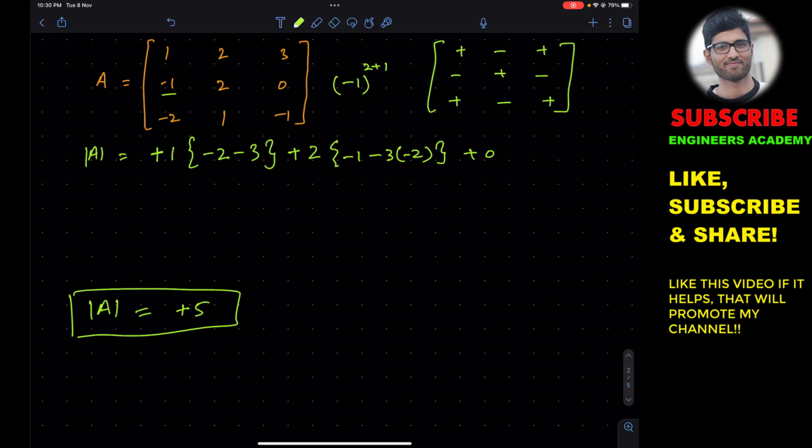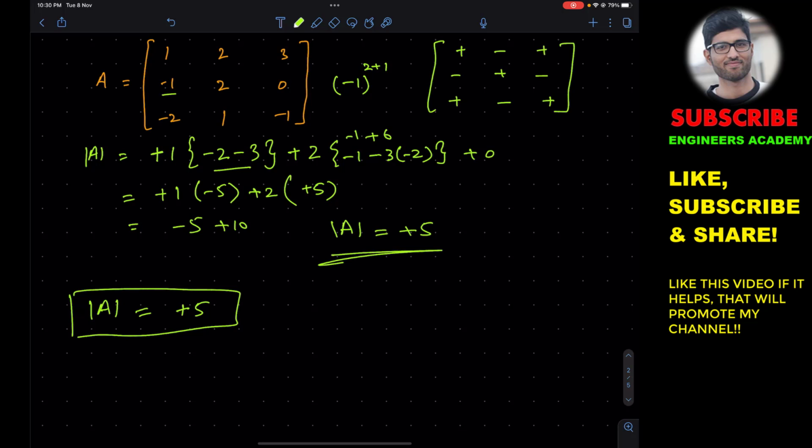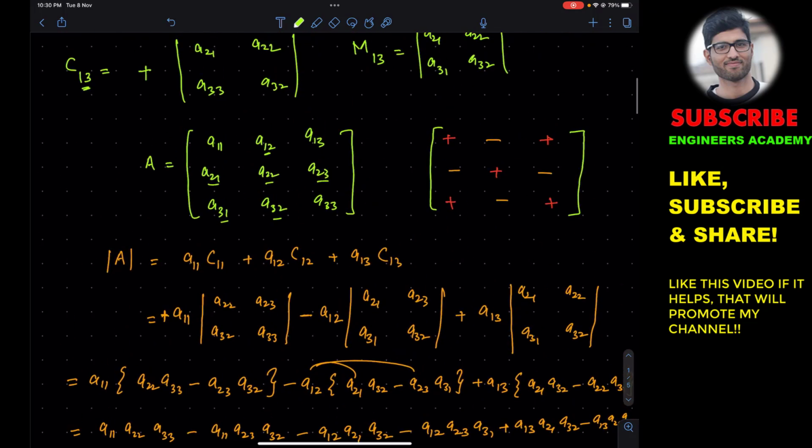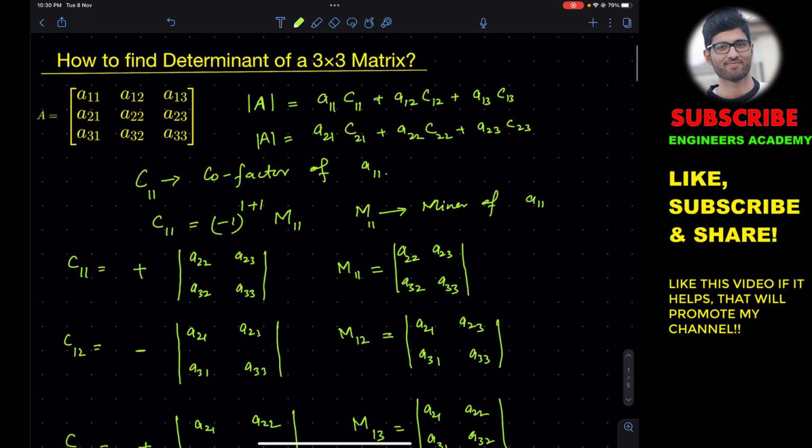So we will write that this is plus 1, and this will become minus 5. Plus 2, and this will be minus 1 plus 6, so that is plus 5. And this is minus 5 plus 10. We get that same determinant equals plus 5. So this is the textbook method of finding the determinant of a 3 cross 3 matrix.